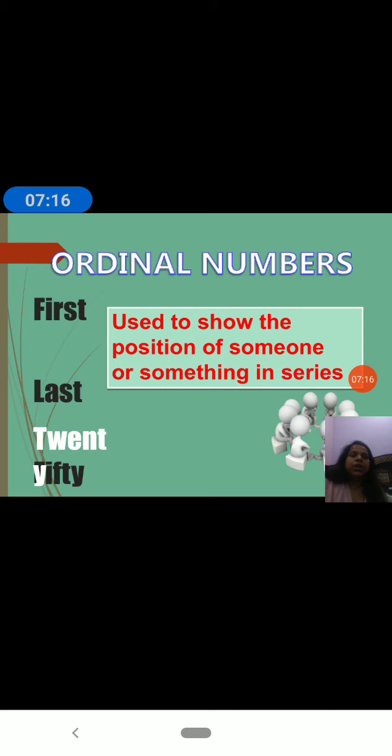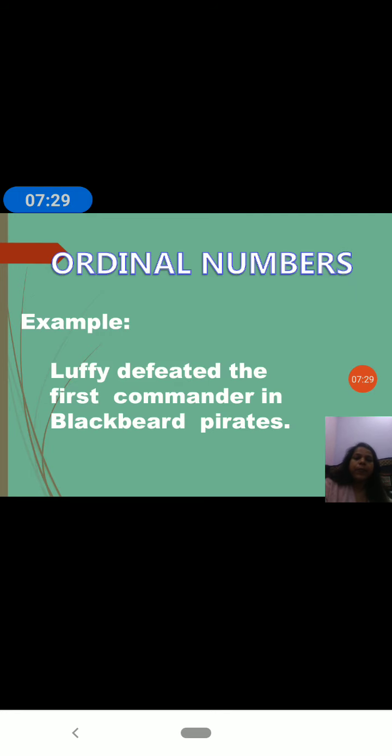Ordinal numbers are used to show the position of someone or something in a series, like first, last, 20th, 50th. For example, Luffy defeated the first commander in the Blackbeard Pirates.